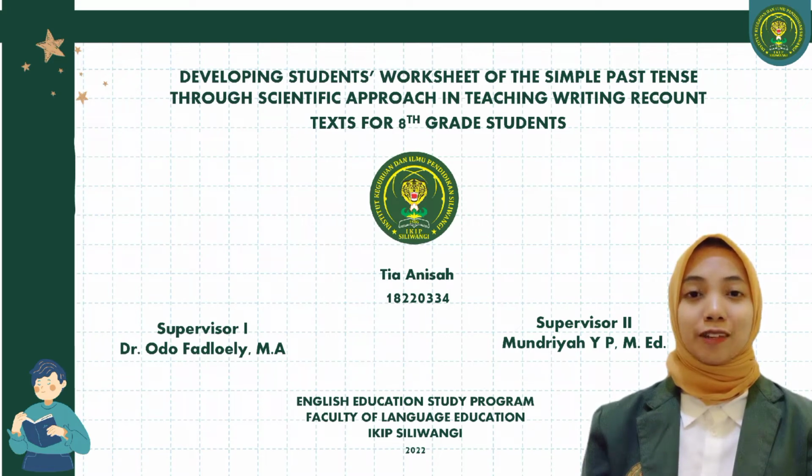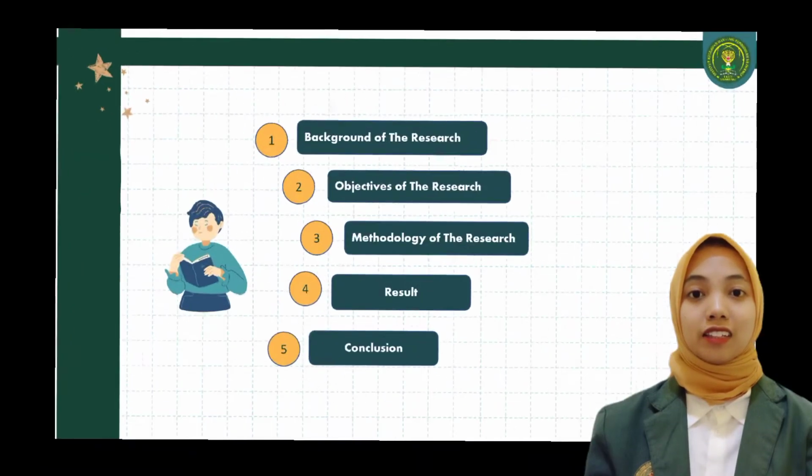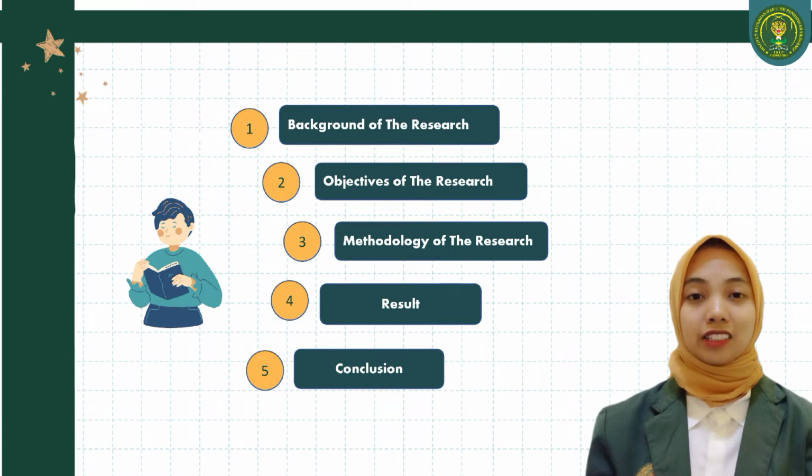My final assignment is titled Developing Students Worksheet of the Simple Past Tense Through Scientific Approach in Teaching Writing Written Text for 8th grade students. This research consists of 5 contents. The first is the background of the research, the second is the objective of the research, the third is the methodology, consisting of instrument and data collection technique, the fourth is the result, and the last is the conclusion.